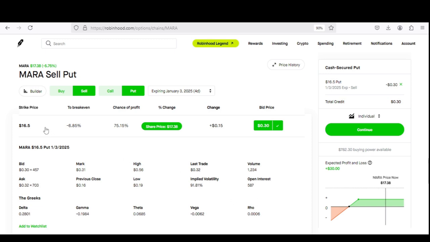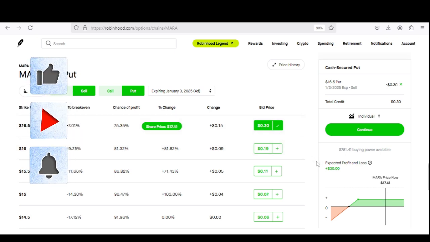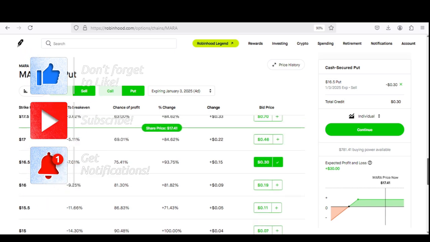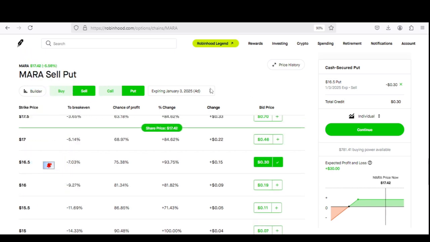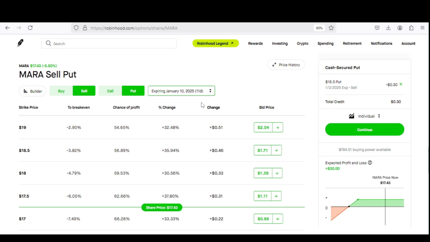So that's just a brief description of what these do and how they affect your strike prices. They all work hand in hand to give you your strike prices and your premium that goes along with your expiration date. Now we're going to go out to the secondary expiration date, which is going to be January 10th, '25. This one is going to give you 11 days.